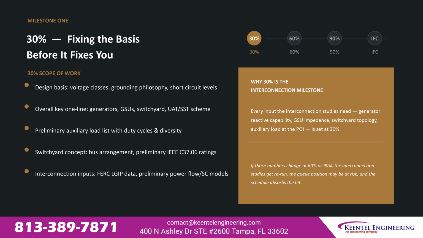Why is 30% the interconnection milestone? Every input the interconnection studies need, generator reactive capability, GSU impedance, switchyard topology, and auxiliary load at the point of interconnection, is fixed at 30%. If those parameters change at 60 or 90%, the studies get rerun, the queue position may be at risk, and the schedule absorbs the cost.